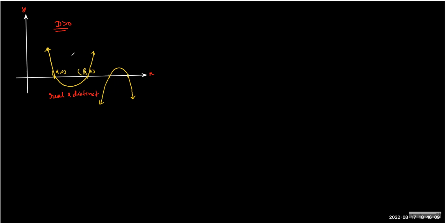And again, the upward parabola will refer to which condition? Tell me, guys. When we draw the upward parabola, then a is positive. And what is a? Coefficient of x square. And this will have the graph when a is negative.